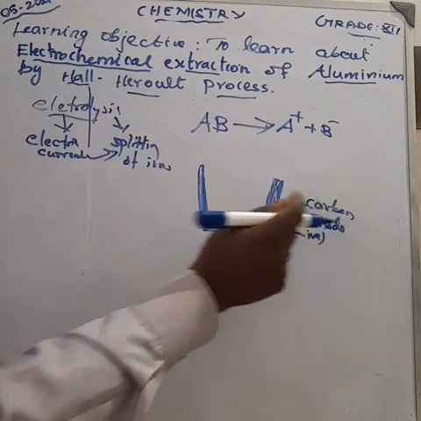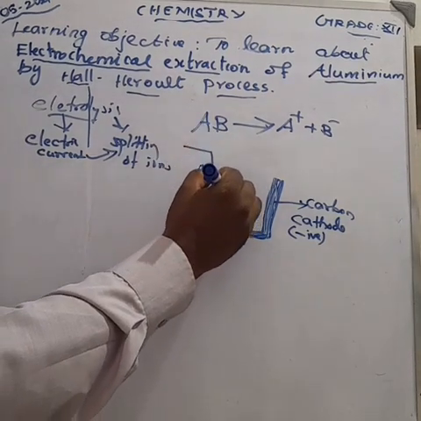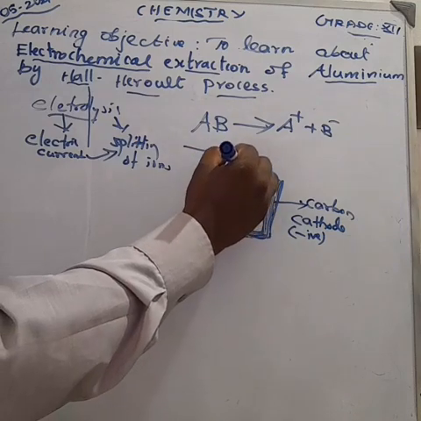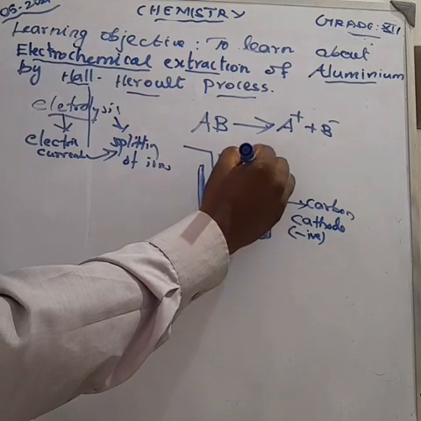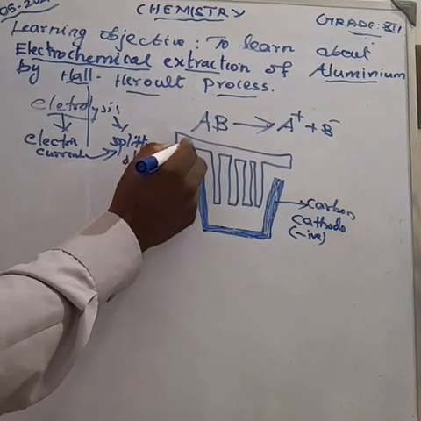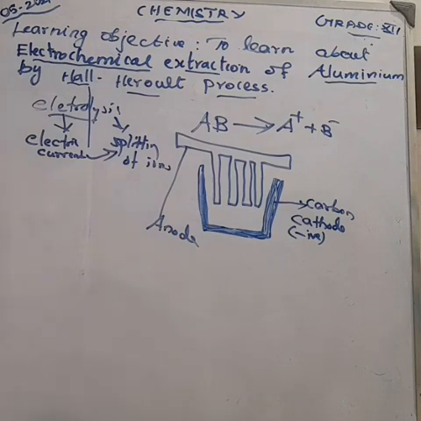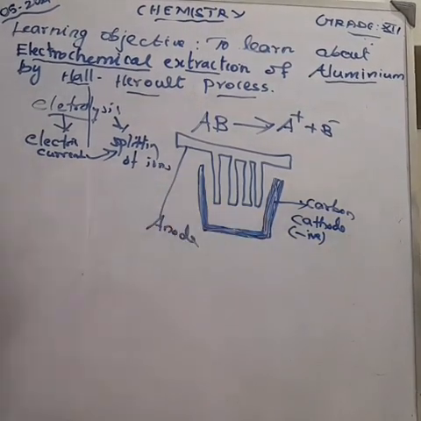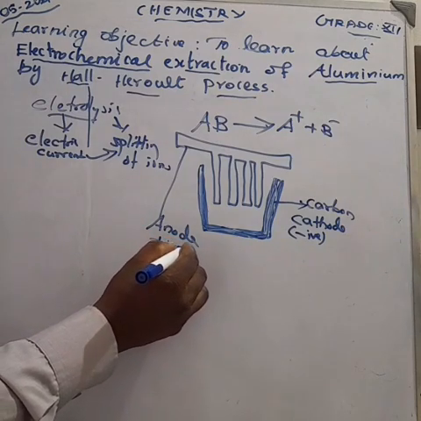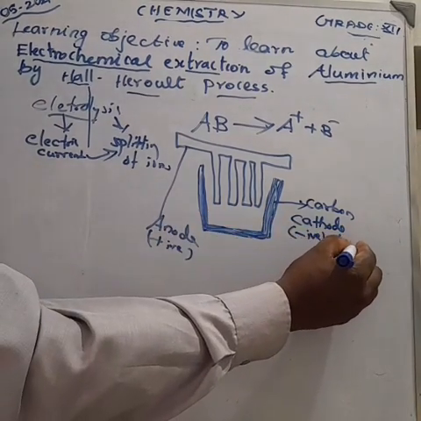Here we are taking a block of carbon. This we take as the anode. My dear children, can you say what is the charge of the cathode and what is the charge of the anode? The anode is positively charged, and the cathode is negatively charged. Don't forget the charges.